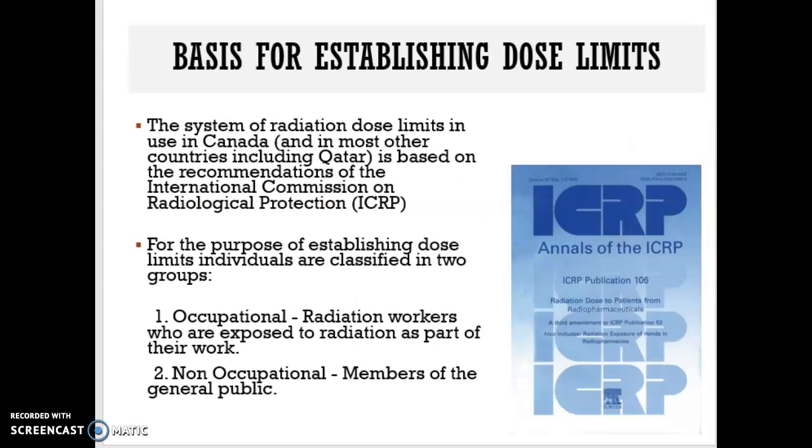So the system of radiation dose limits that is used in Canada as well as in Qatar is based on the recommendations of the ICRP, the International Commission on Radiological Protection, the organization that we discussed in a prior lesson. For the purpose of establishing dose limits, individuals are classified into two groups, and that is occupational, the radiation workers, which is ourselves, and non-occupational, which is members of the general public.